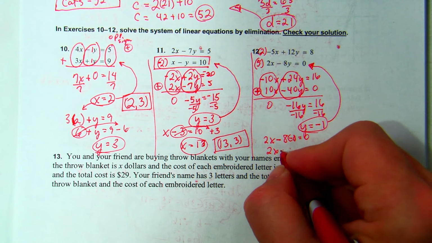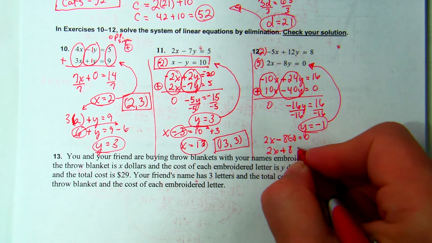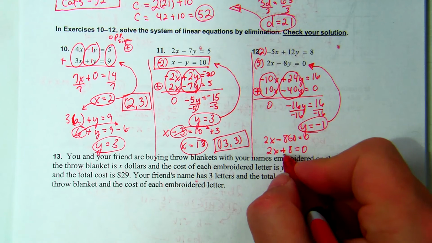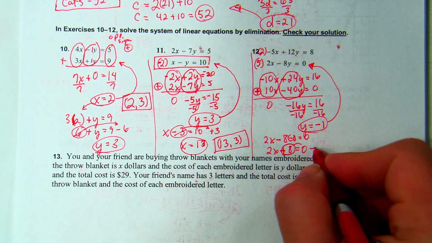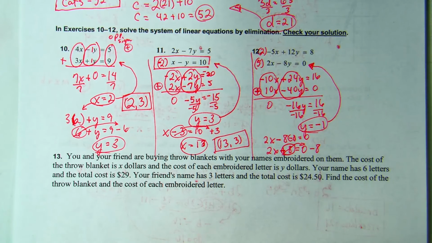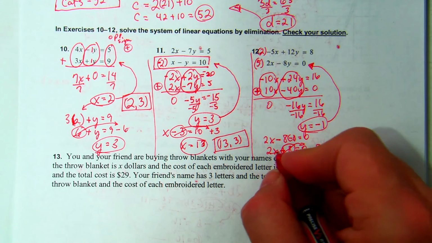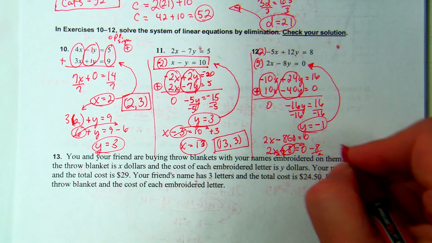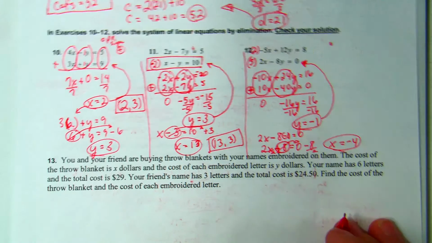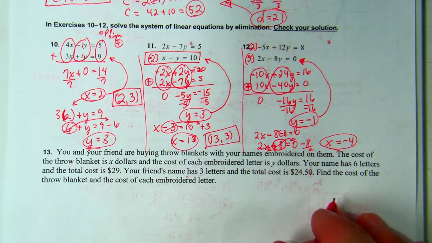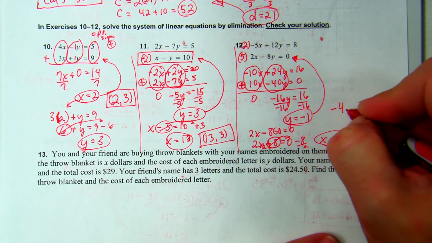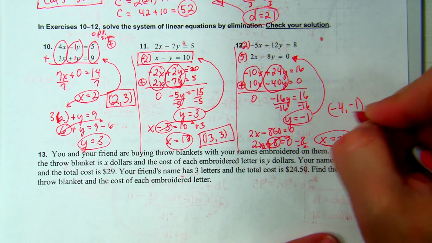So 2x is going to be added to 8 to equal 0. And if I'm going to move this across, then I'm going to have a negative 8 over here. That will go away. When I divide by 2 on both sides, x is going to equal negative 4. So now I have both of my values for x and y here. The solution to this system of linear equations is going to be negative 4, negative 1.